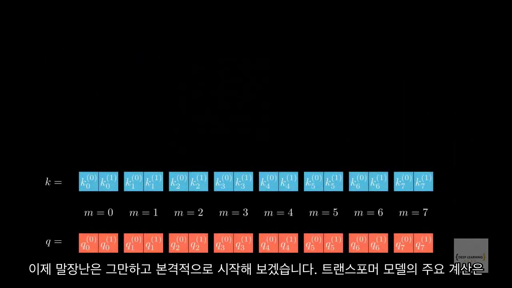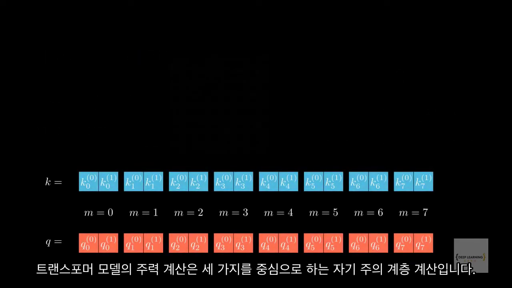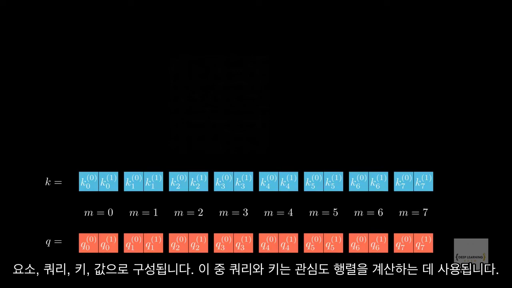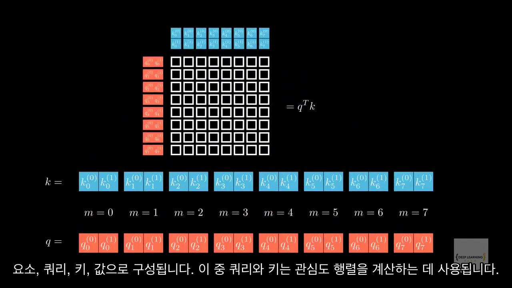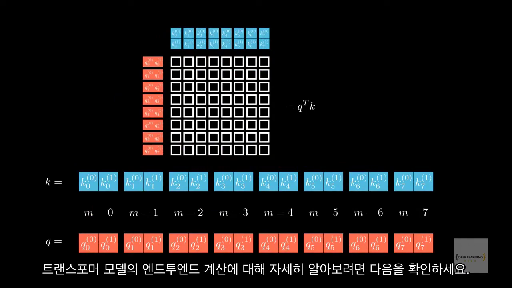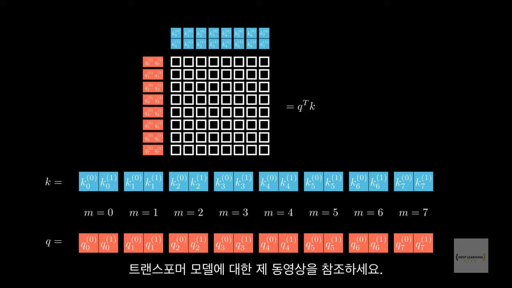The flagship computation of a transformer model is the self-attention layer computation, which revolves around three ingredients: queries, keys, and values. Out of these, queries and keys are used to compute the attention matrix. If you'd like to learn about the end-to-end computation in transformer models, check out my video on the transformer model. Each position has a query and a key. In our case, let's assume a dimensionality of 2. So each query or key is a 2D vector.